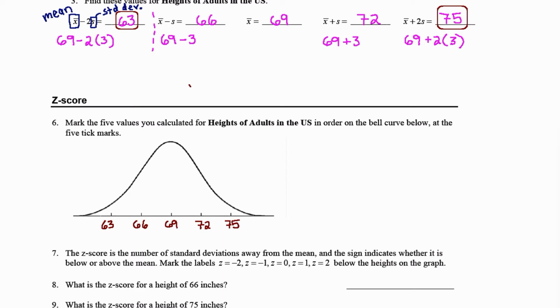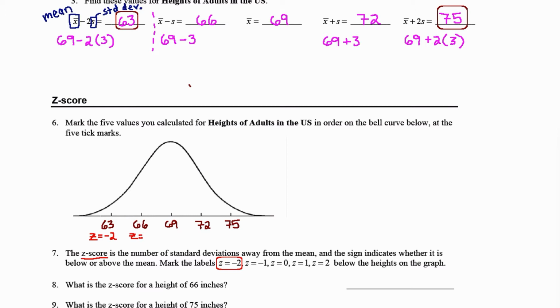The z-score is the number of standard deviations away from the mean, but it's a signed number, so if it's a negative number, that means we're on the left. If it's a positive number, that means we're on the right. So for example, z equals -2 means that we are 2 standard deviations left of the mean or below the mean. So this 63 would correspond to z equals -2.